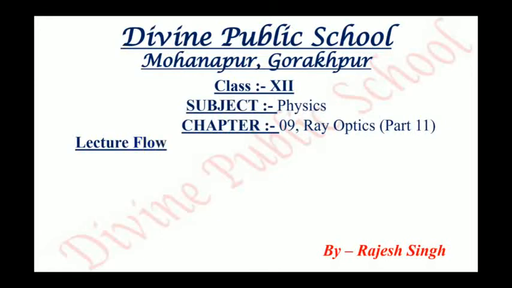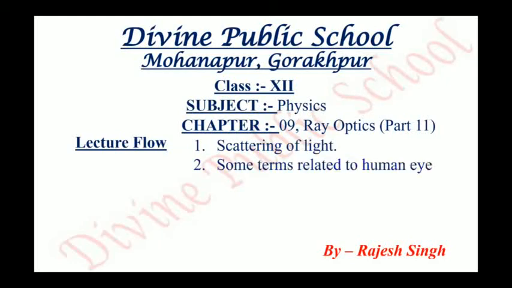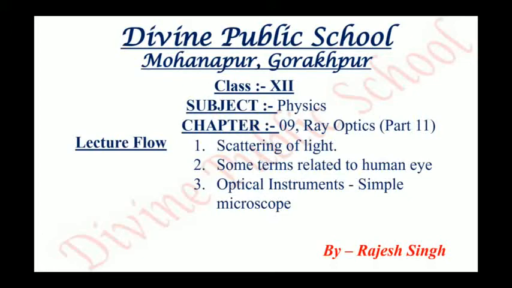The first thing we'll study today is scattering of light, second is some terms related to the human eye, and third one is optical instruments. The first optical instrument we are going to study is the simple microscope. In the next lecture, we are going to do the compound microscope and telescope. But today we'll take one, that is your simple microscope. Now let us move.